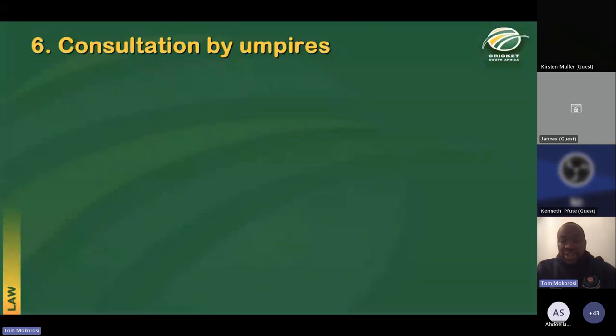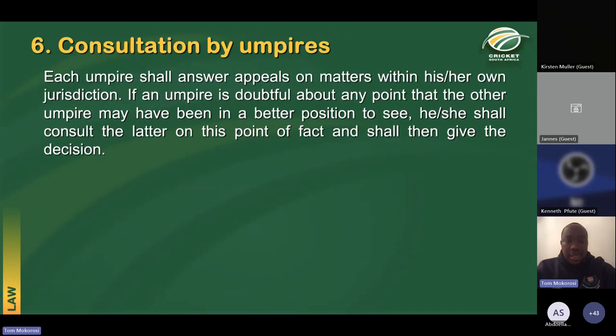We spoke in the first lecture about consultation between umpires. Let's expand on this. The law says that each umpire shall answer appeals on matters within his or her own jurisdiction. If an umpire is doubtful at any point that the other umpire may have been in a better position to see, he or she shall consult the latter on this point of fact and shall then give the decision.